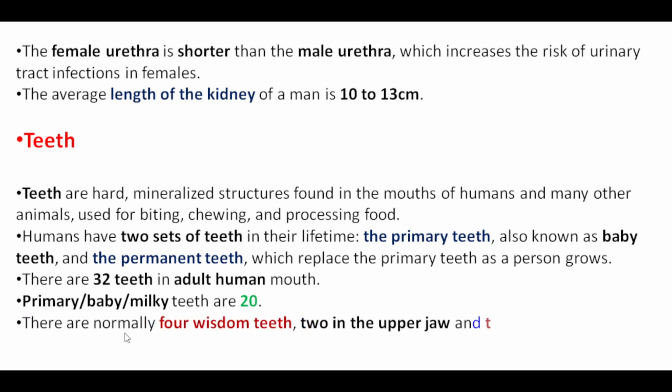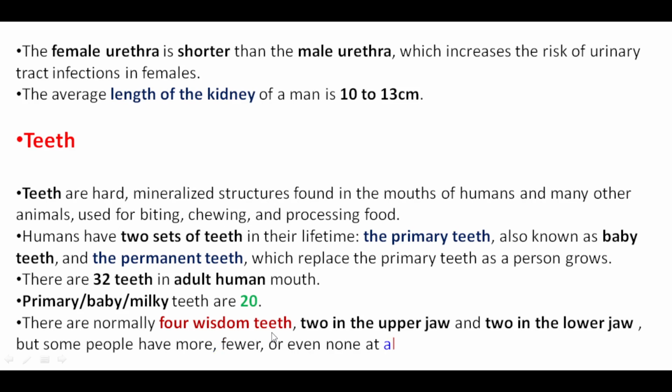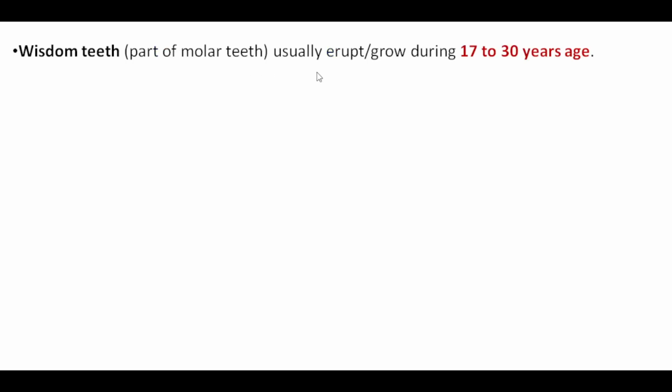There are normally 4 wisdom teeth, 2 in upper jaw and 2 in the lower jaw. But some people have more, fewer or even none at all. Wisdom teeth, part of molar teeth, usually erupt or grow during 17 to 30 years age.